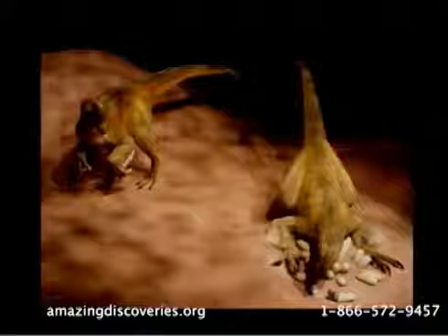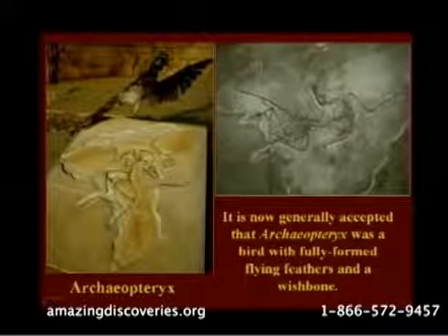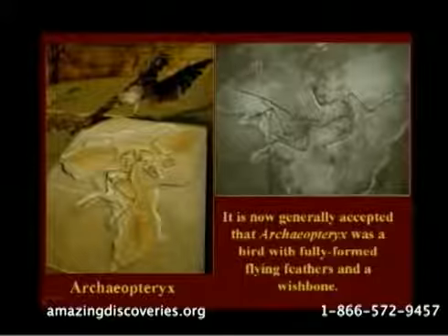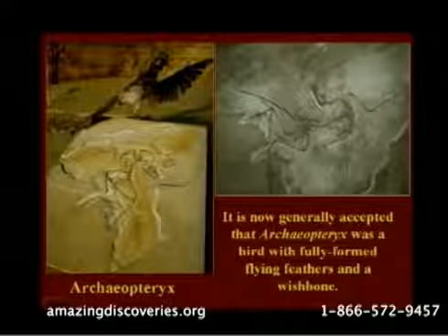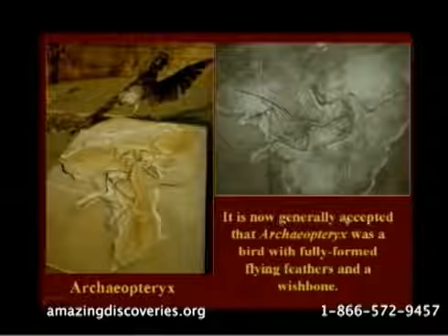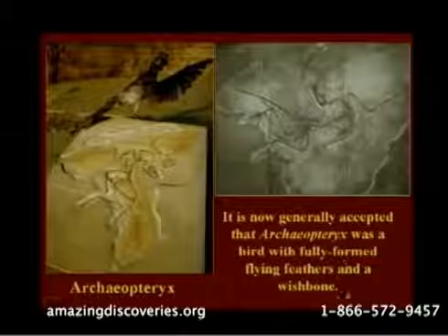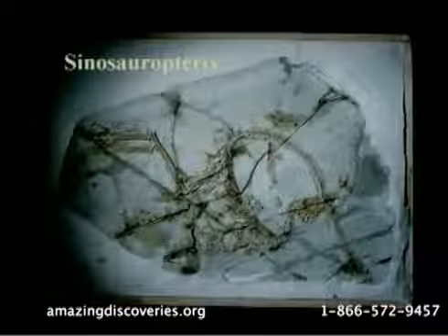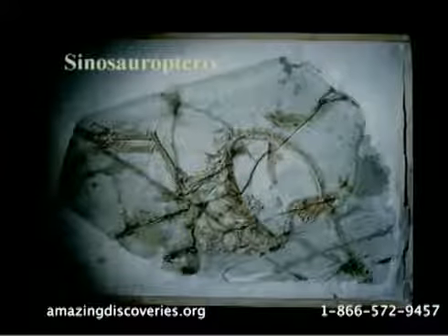And they're depicted as taking care of their little eggs. And we have fossils where there are feathers, and there was a transition from the dinosaurs to the birds. Archaeopteryx, a very famous fossil, is now generally accepted to have been a bird with fully formed flying feathers and a wishbone.